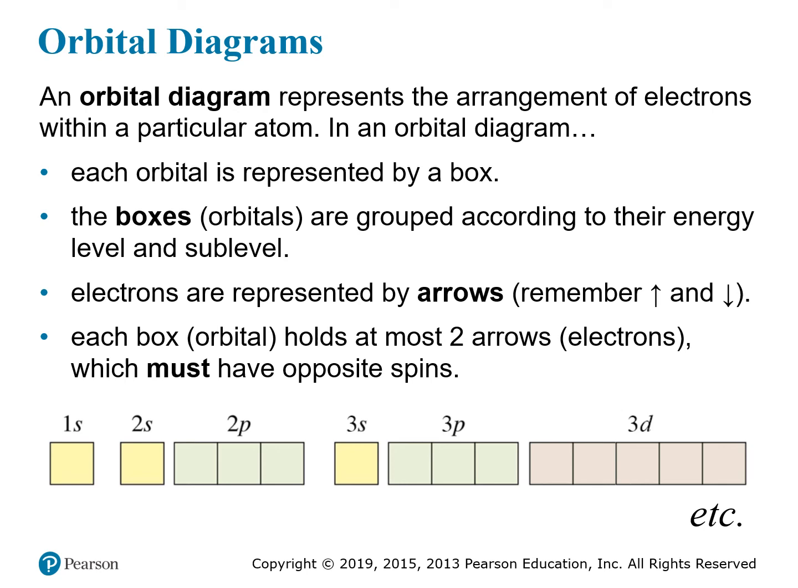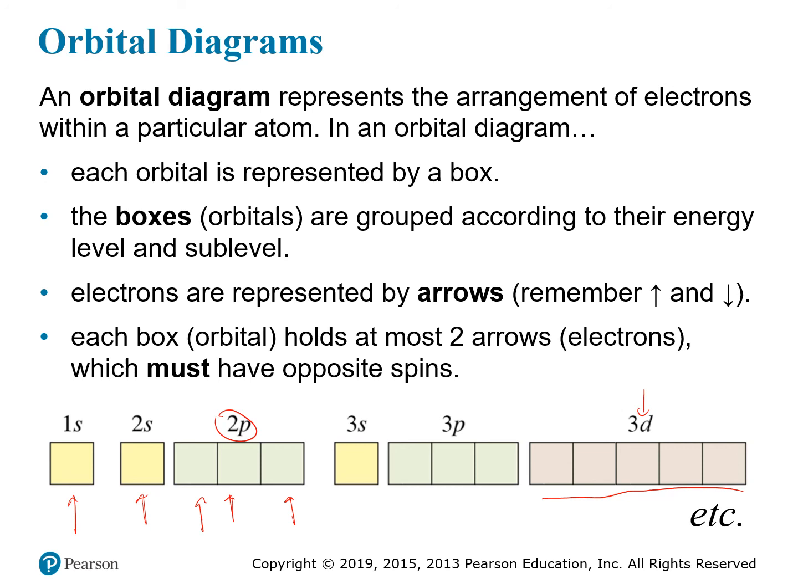So in an orbital diagram, we represent the orbitals by boxes. We've seen this before. Each of these individual boxes is an orbital. So this is an orbital, this is an orbital, this is three orbitals that are stuck together because they're all part of the 2p sublevel, and so on. This is 5 orbitals that are in the 3d sublevel. So the boxes, which are orbitals, are grouped according to their sublevel and then according to their energy level.